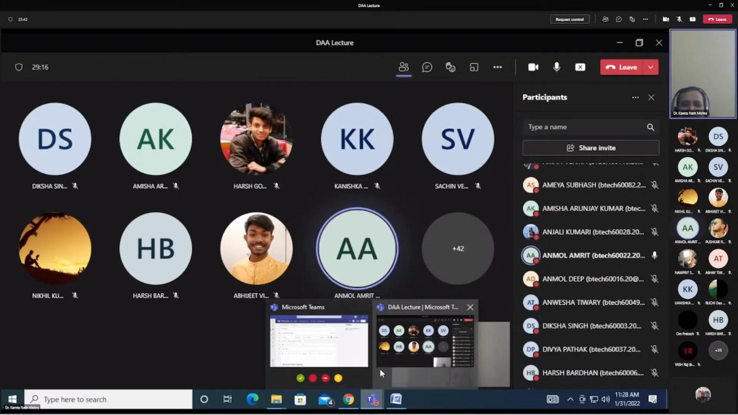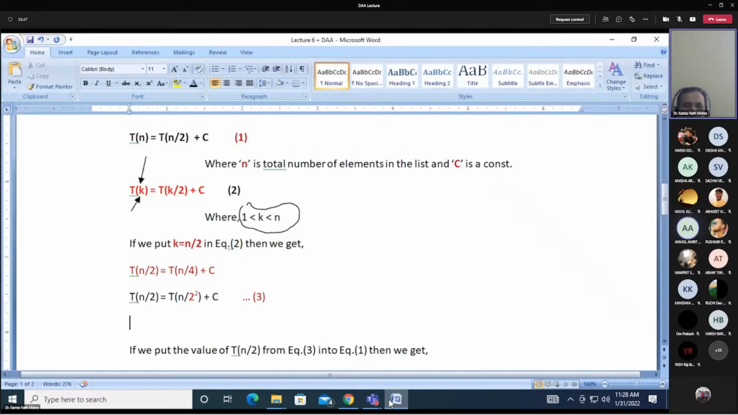Tn by 2 or Tn by 4? Which is common in equation 1 and 3? Tn by 2 is common, isn't it? Yes sir, Tn by 4 is not common. So since Tn by 2 exists in equation 3 and equation 1, what is the value of Tn by 2 in equation 3?